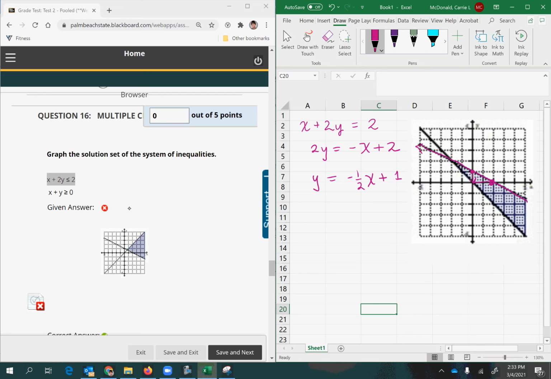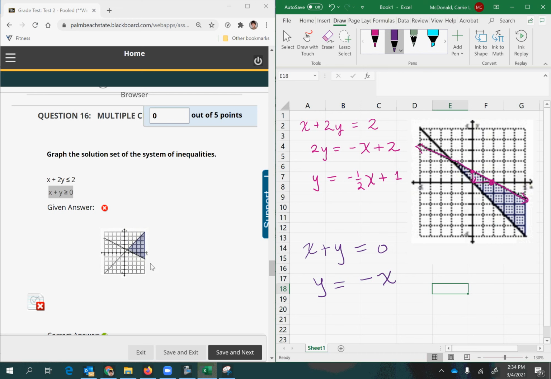All right. Then we can start working on the other inequality. So again, I'm going to start with an equal sign so that I can just focus on graphing the line part. Then I'm going to subtract x on each side to solve it for y. All right, so now I have two lines, both with negative slopes. So as you notice, they both are going downhill.